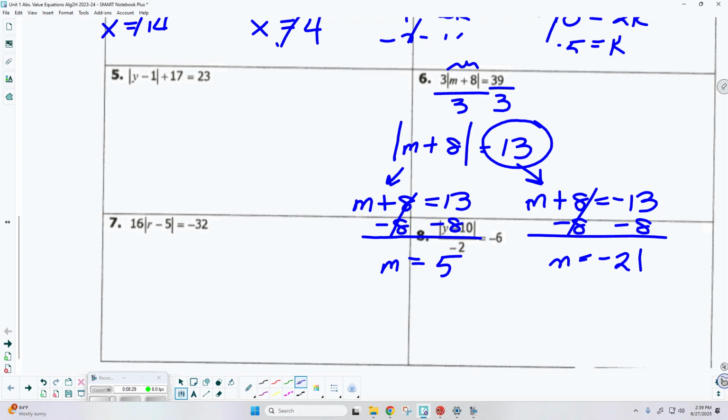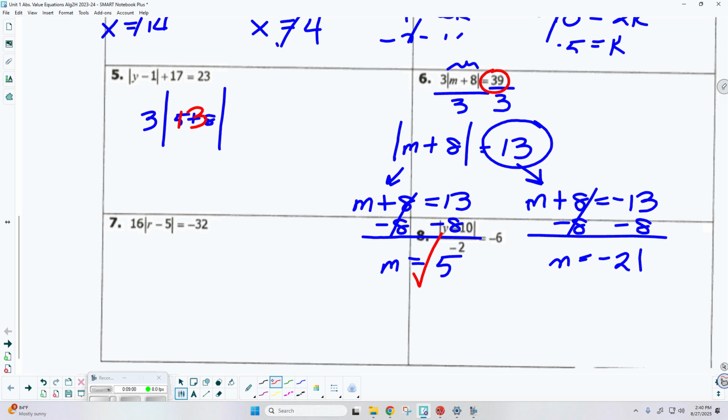Okay? So a check is just going to be super quick. Let's check this 5. So I've got 3 times the absolute value of 5 plus 8. Okay. Well, let's see. 5 plus 8, that's going to give me a 13. What's the absolute value of 13? 13 times 3. 39. Okay, so that one works. See, you should never do more work in your check than the original problem. Okay, all you're doing is confirming your answer.